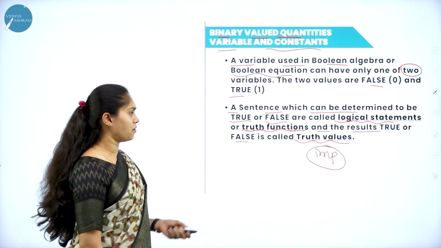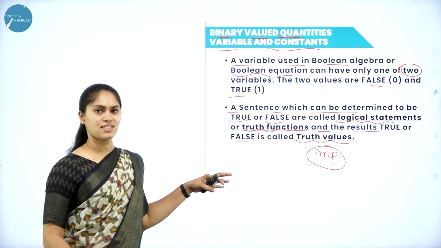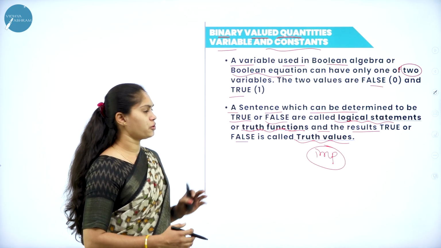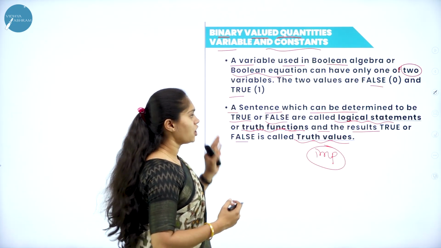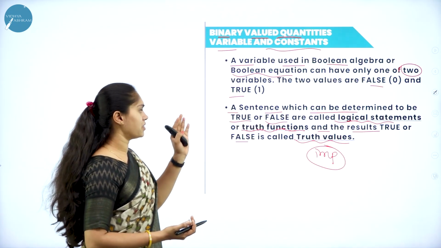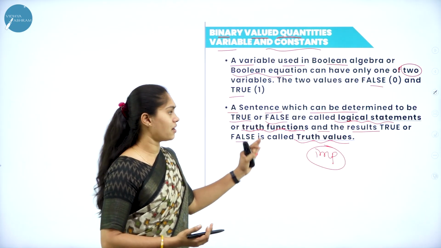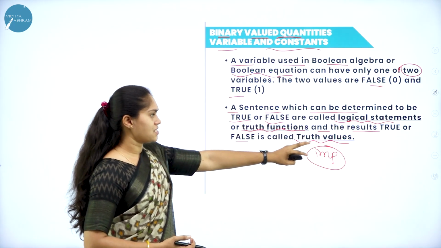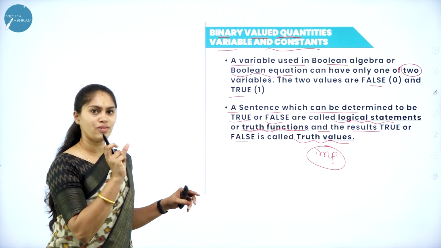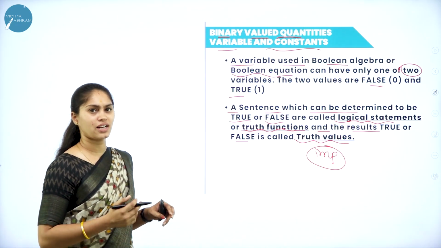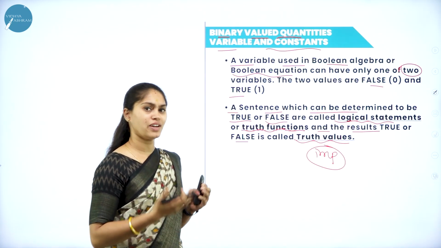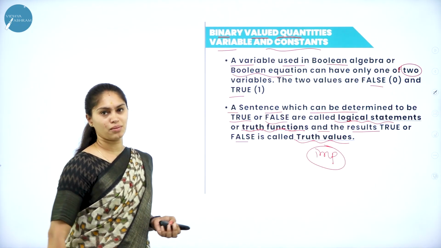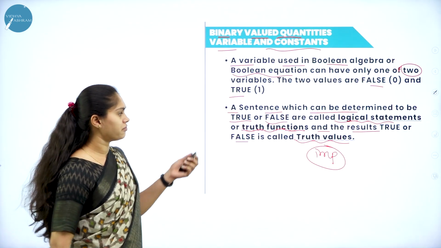Here, if a sentence can have zeros and ones as a result, or if you are using a sentence or an expression which is determined to be either true or false, it will be considered as a logical statement or a truth function. So if the results are true or false, then that value will be considered as what? Truth value. A variable which deals with either zeros or ones, that is true or false, will be considered as a truth value.